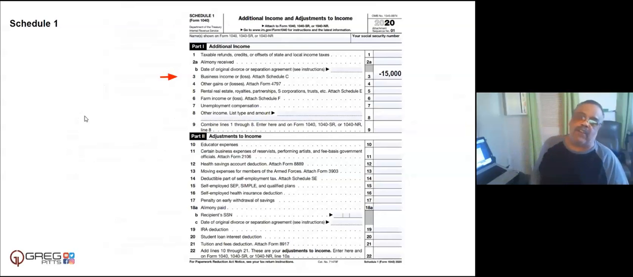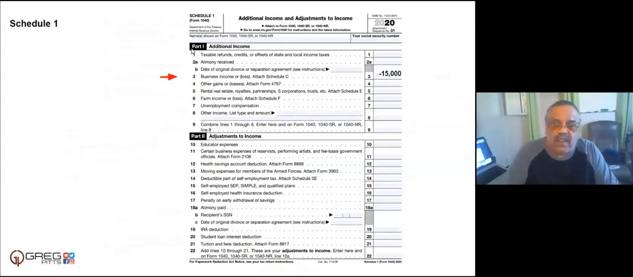Now you got to bring on Schedule 1. On Schedule 1, Part 1, this is the additional income that you're going to have from your business. Line 3, business income or loss. That's that minus $15,000. We're going to bring that down to line 9. It says combine lines 1 through 8, enter here, and on Form 1040, line 8. So it's telling you, go to your 1040 form, line 8, and put that minus $15,000.